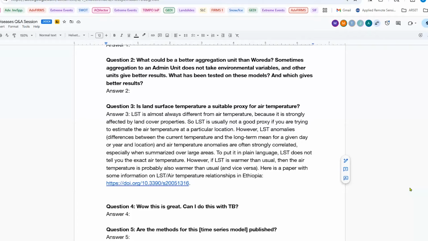temperature pretty well. If it's a hot day, if the air is hotter than normal, the surfaces are probably going to be hotter than normal, and the other way around as well. So if what we're looking for is relative variation over time, land surface temperature, it's not perfect, but it does a pretty good job and is a reasonable proxy in areas where we don't have air temperature to look at.